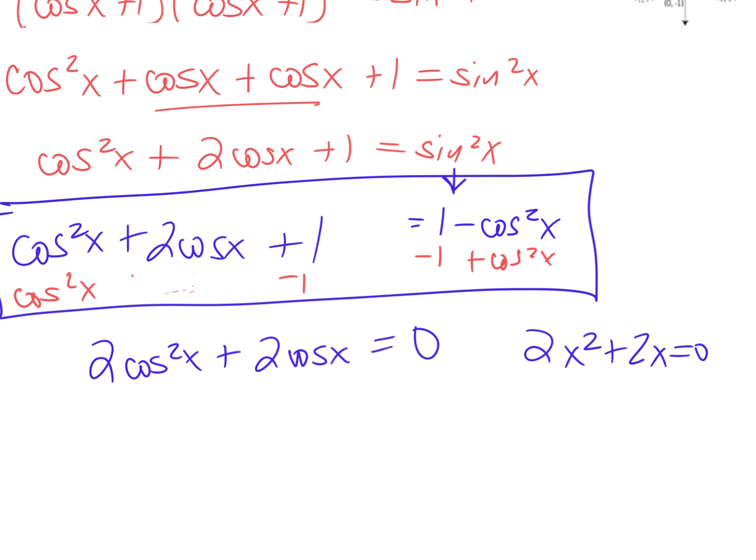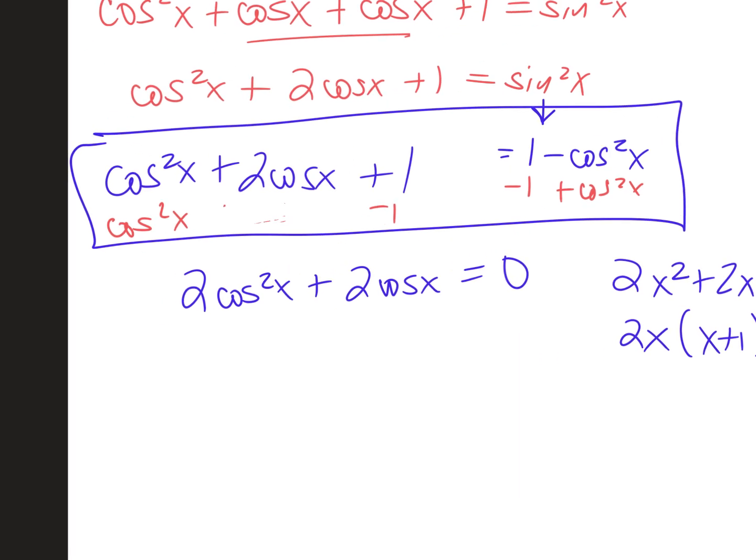Factor that. What do you take out of both? 2 what? 2x, and then I'm left with x plus 1. You guys agree? Okay, so look at it in our cosines. What do we have in common? I can take a 2 cosine x out of both of them, and I'm left with cosine x plus 1 equals 0.